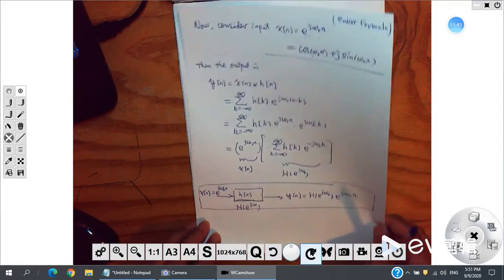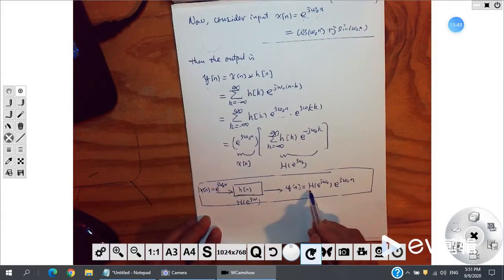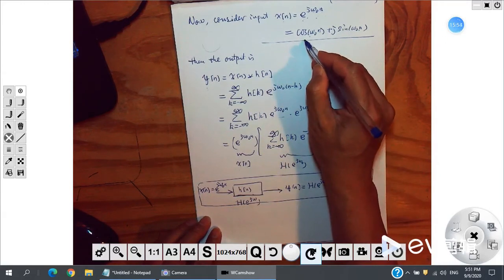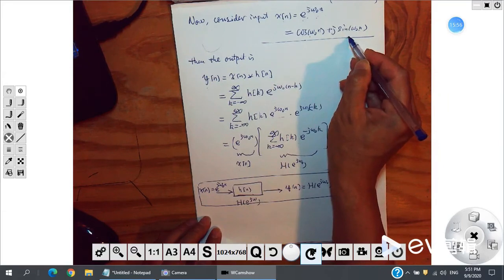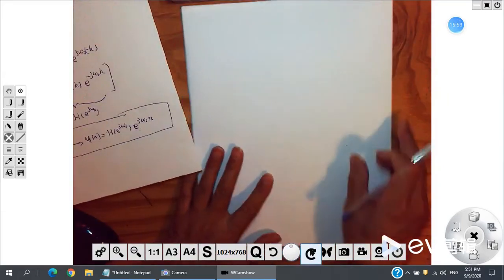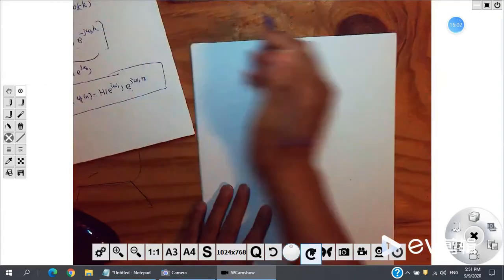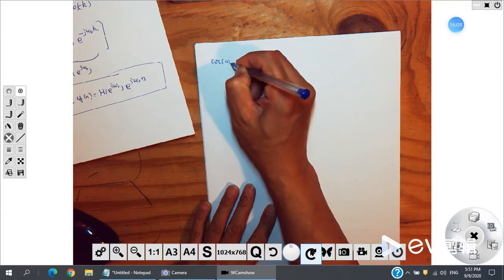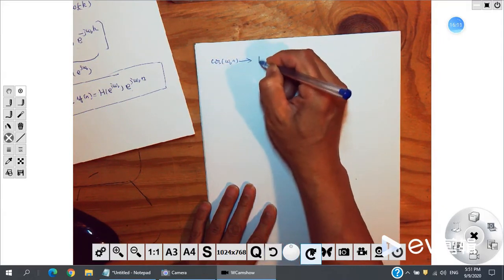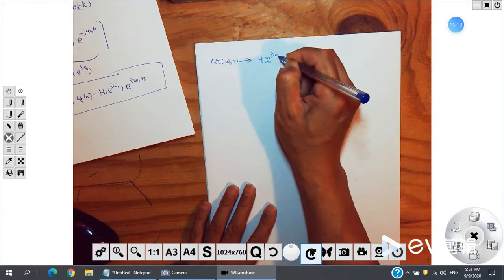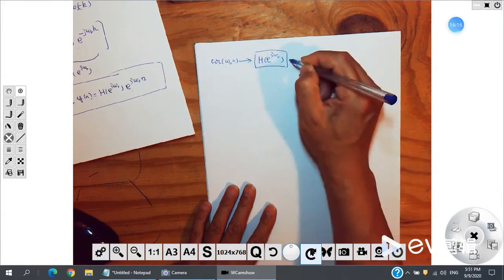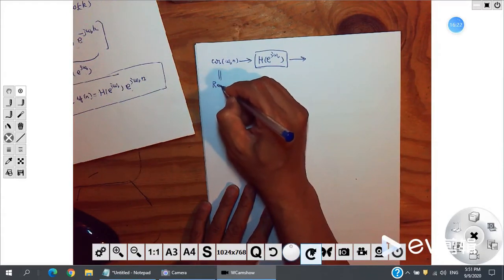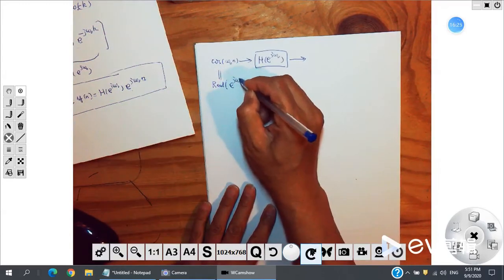Okay, so this is just for e to the j omega 0 n. Now, if we input this cosine, what will happen? If we input this sine, what will happen? Okay, now we look at here. So if cosine omega 0 n is the input, we go to this H of e to the j omega 0. What will be the output? You can say this is what? This is the real part of e to the j omega 0 n.